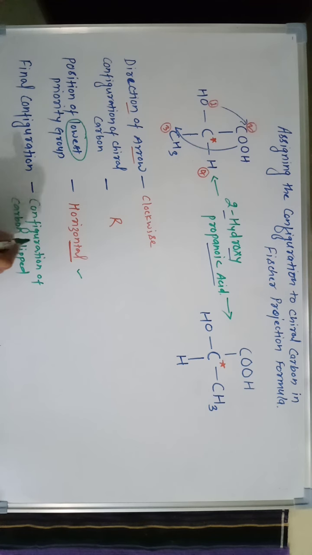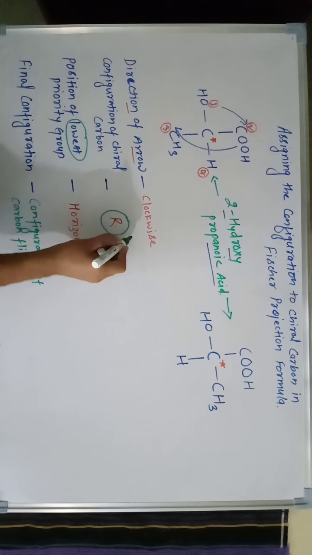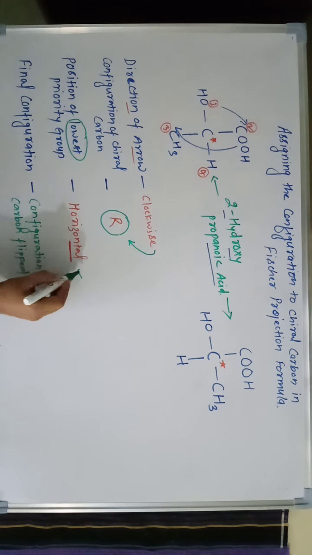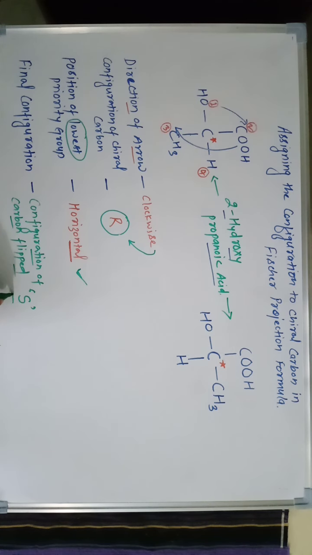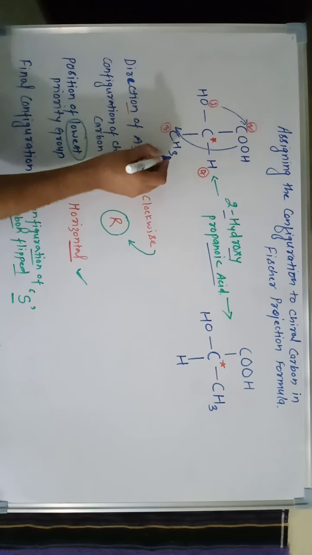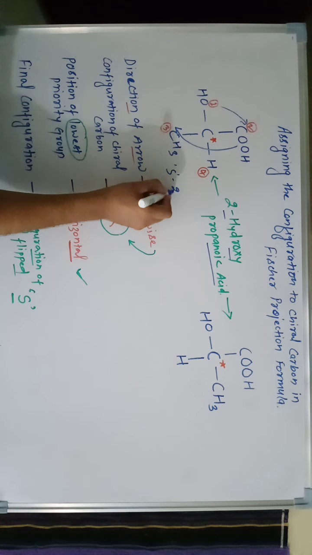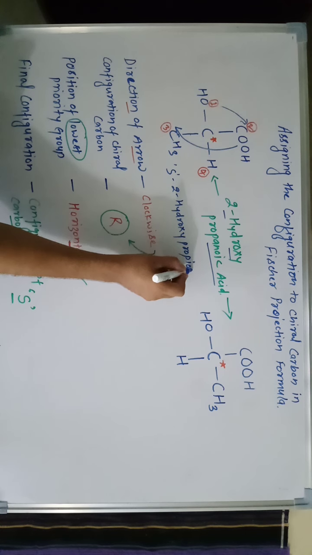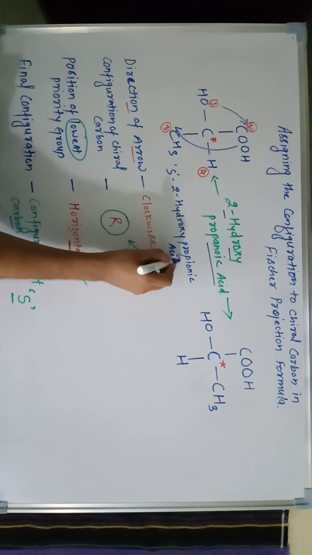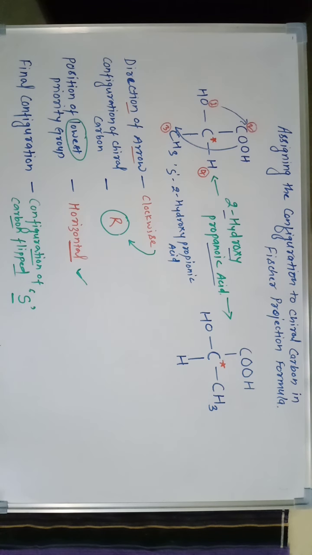What is the meaning of this? The configuration of carbon according to the direction, clockwise or anti-clockwise, was R. But if the lowest priority group is in a horizontal position, then the configuration of the carbon is flipped. So this configuration R becomes S. So here in this molecule, the exact configuration of this carbon is S. How can we name this molecule? S-2-hydroxypropionic acid. This is the actual name.